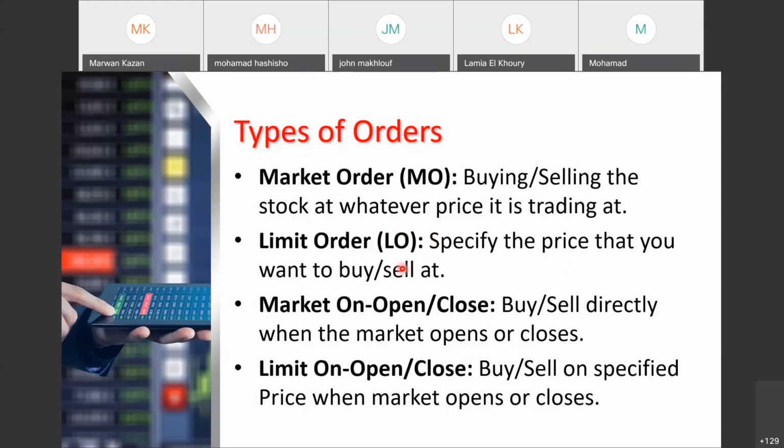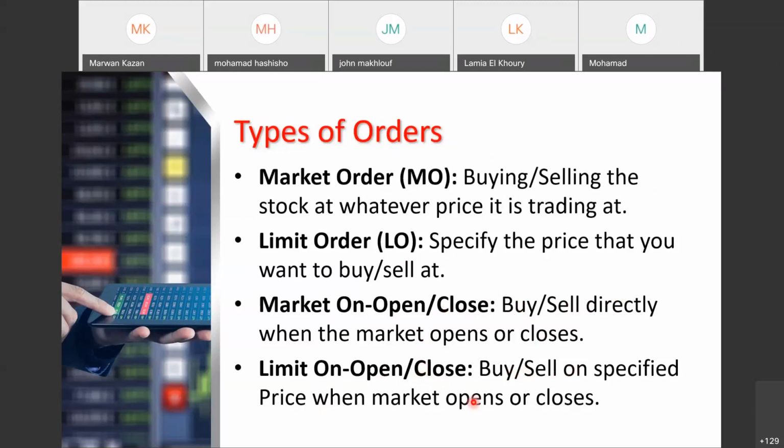Now, market on open or market on close is buy or sell directly when the market opens or closes. As you know, guys, the market opens at 4:30 p.m. in our time. If we put a market on open, that means directly when the market opens, I want you to buy. Limit order on open and close is basically the same, but here you specify a price.